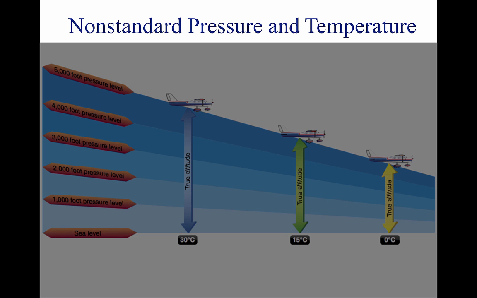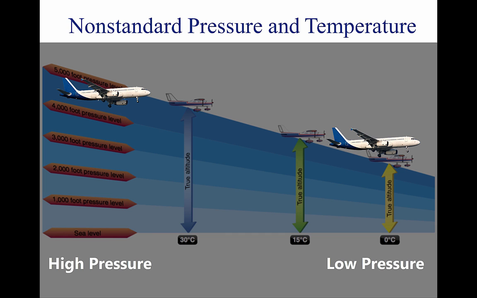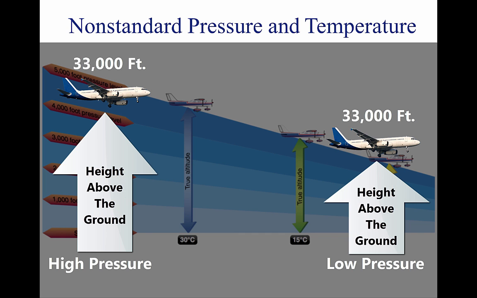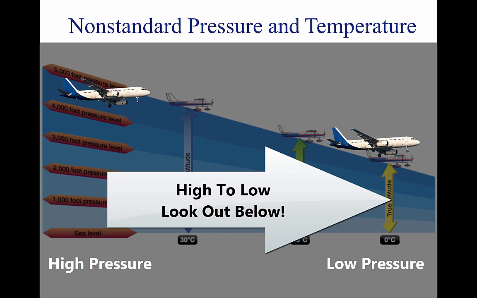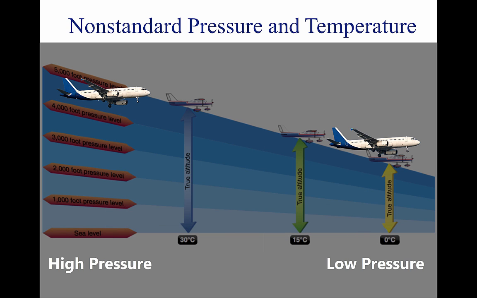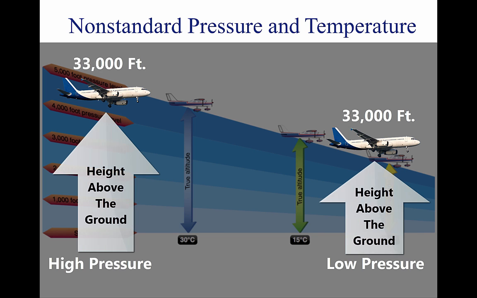For example, if an aircraft is flown from a high-pressure area to a low-pressure area without adjusting the altimeter, a constant altitude will be displayed, but the actual height of the aircraft above the ground would be lower than the indicated altitude. There is an old aviation axiom, going from a high to a low, look out below. Conversely, if an aircraft is flown from a low-pressure area to a high-pressure area without an adjustment of the altimeter, the actual altitude of the aircraft is higher than the indicated altitude.